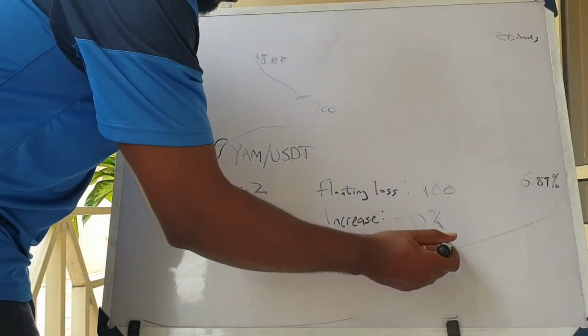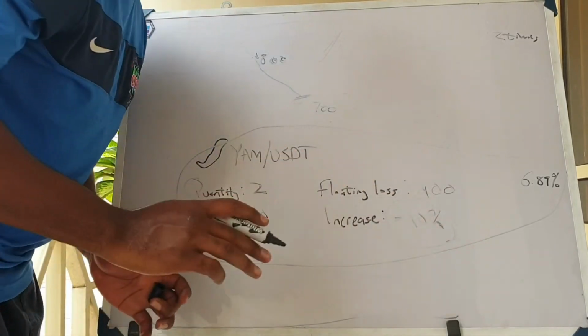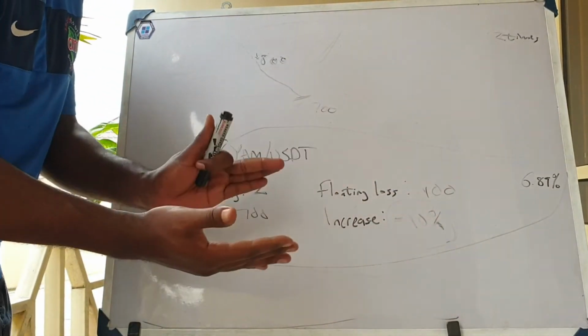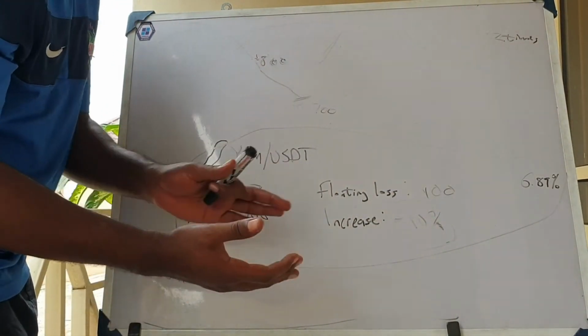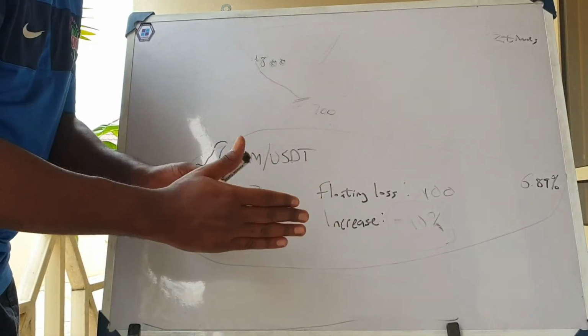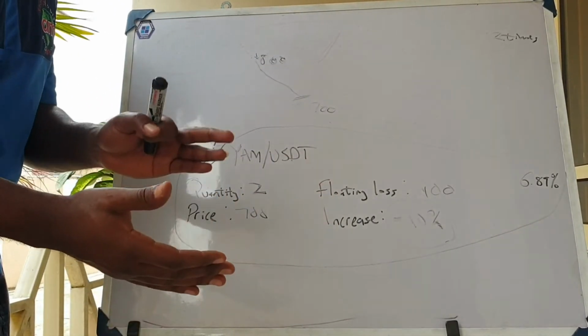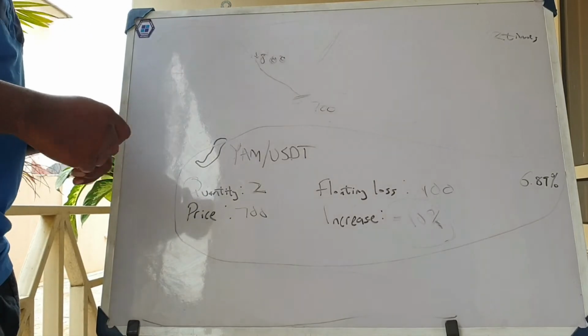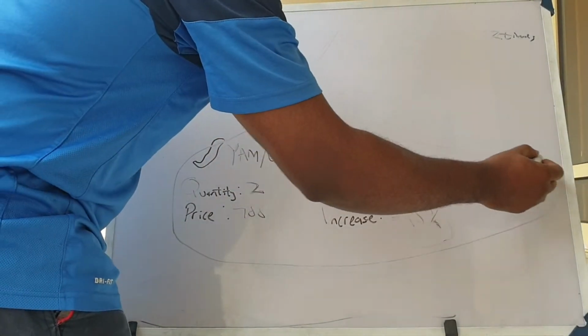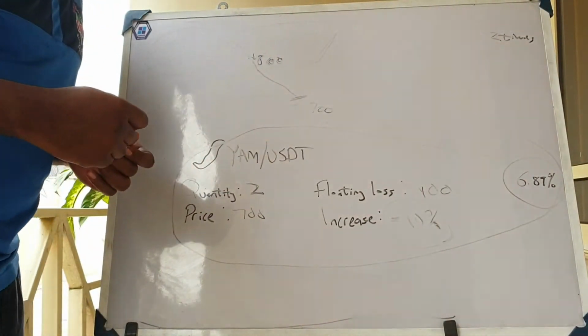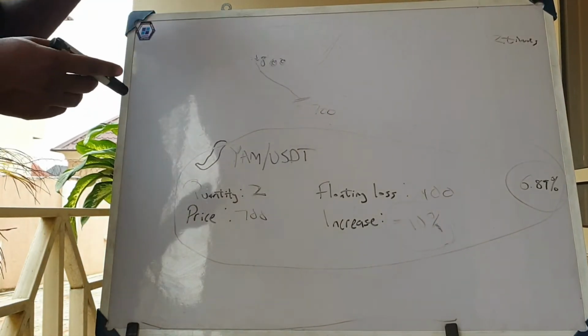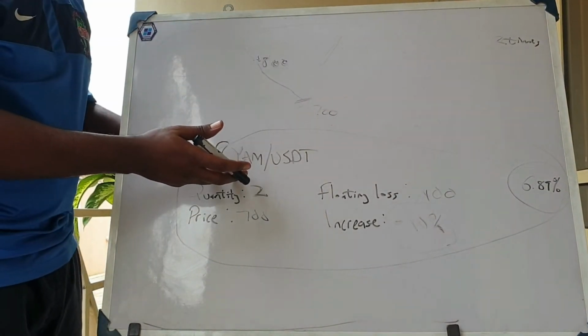So for the particular day which we are in, this is the increase. What has happened to the commodity? What has happened to yam in this day? How many percent has it increased or decreased? But for here, this will show you the overall percentage of this commodity you're holding.